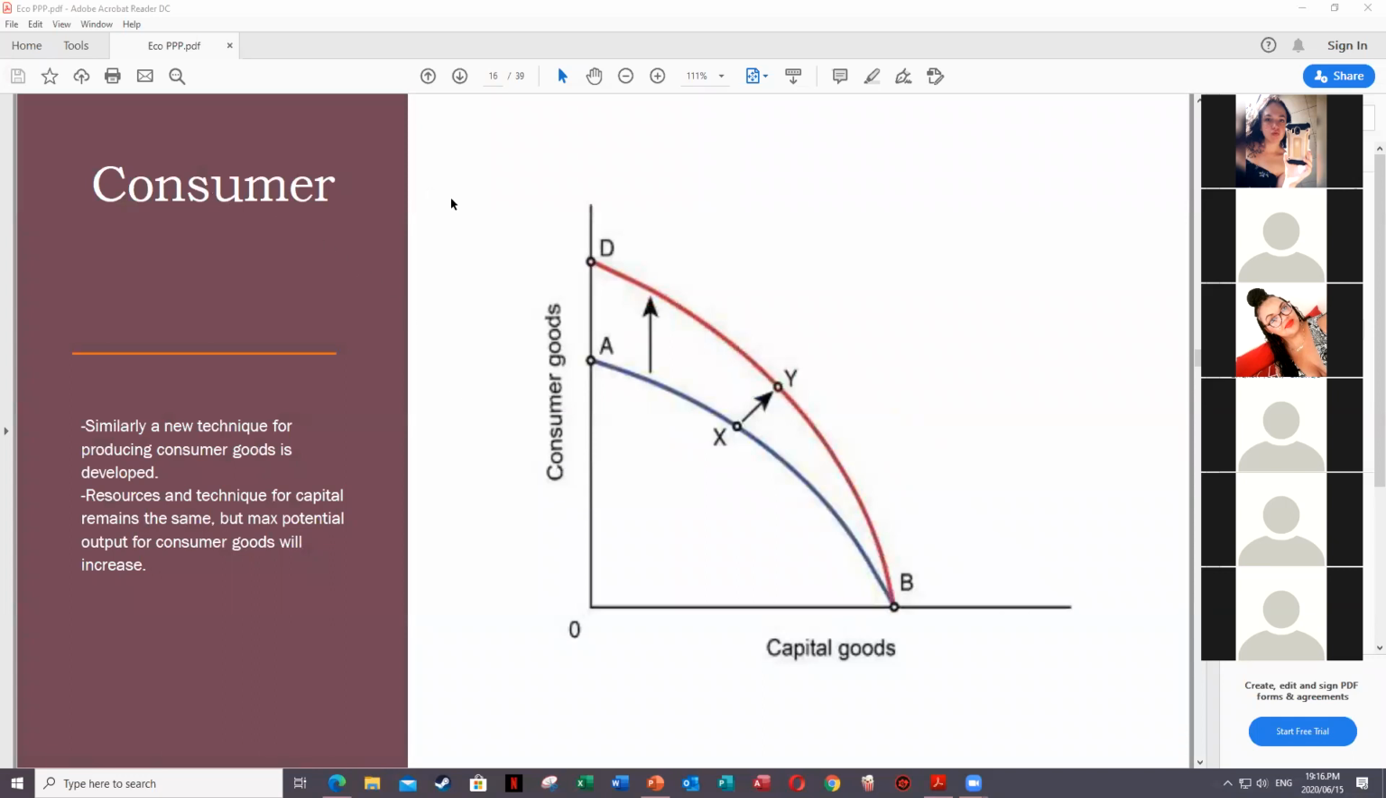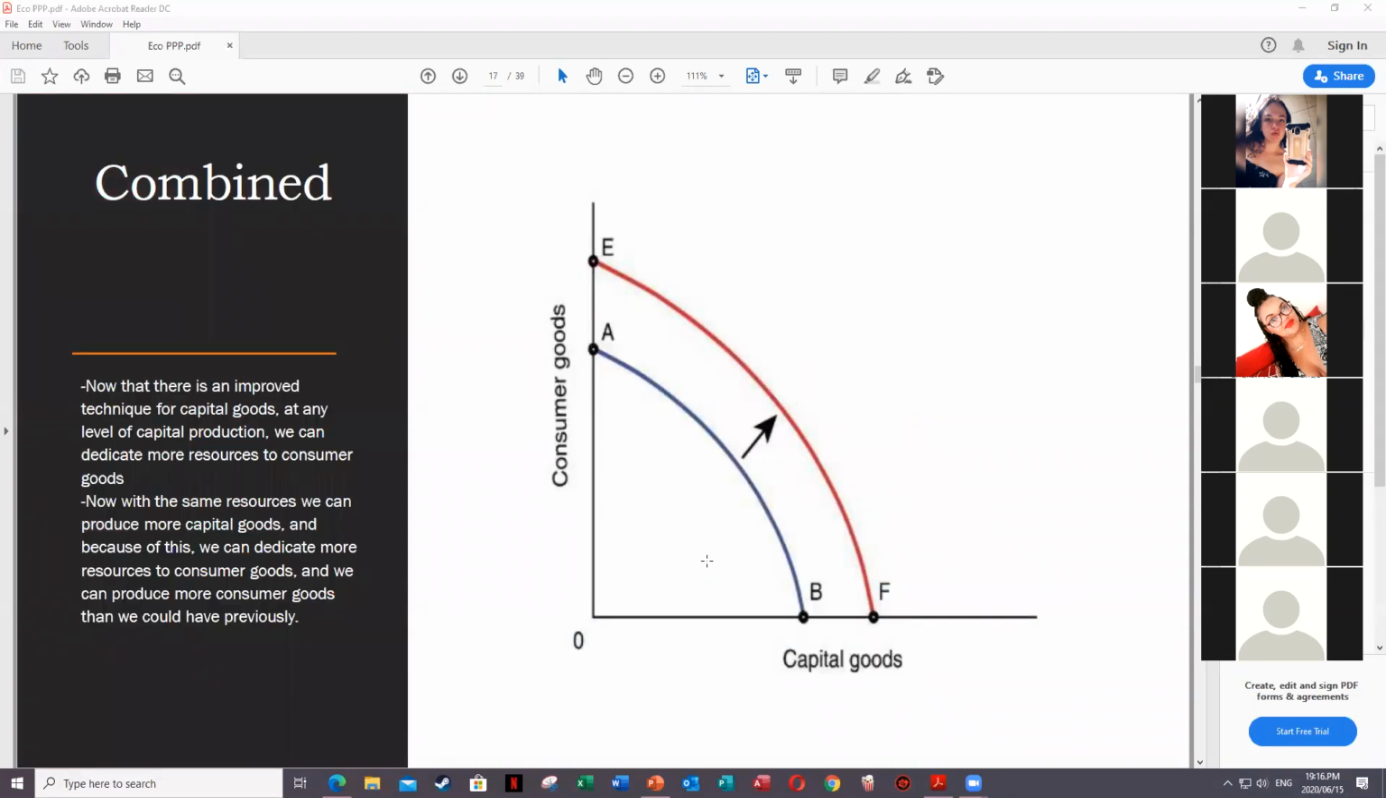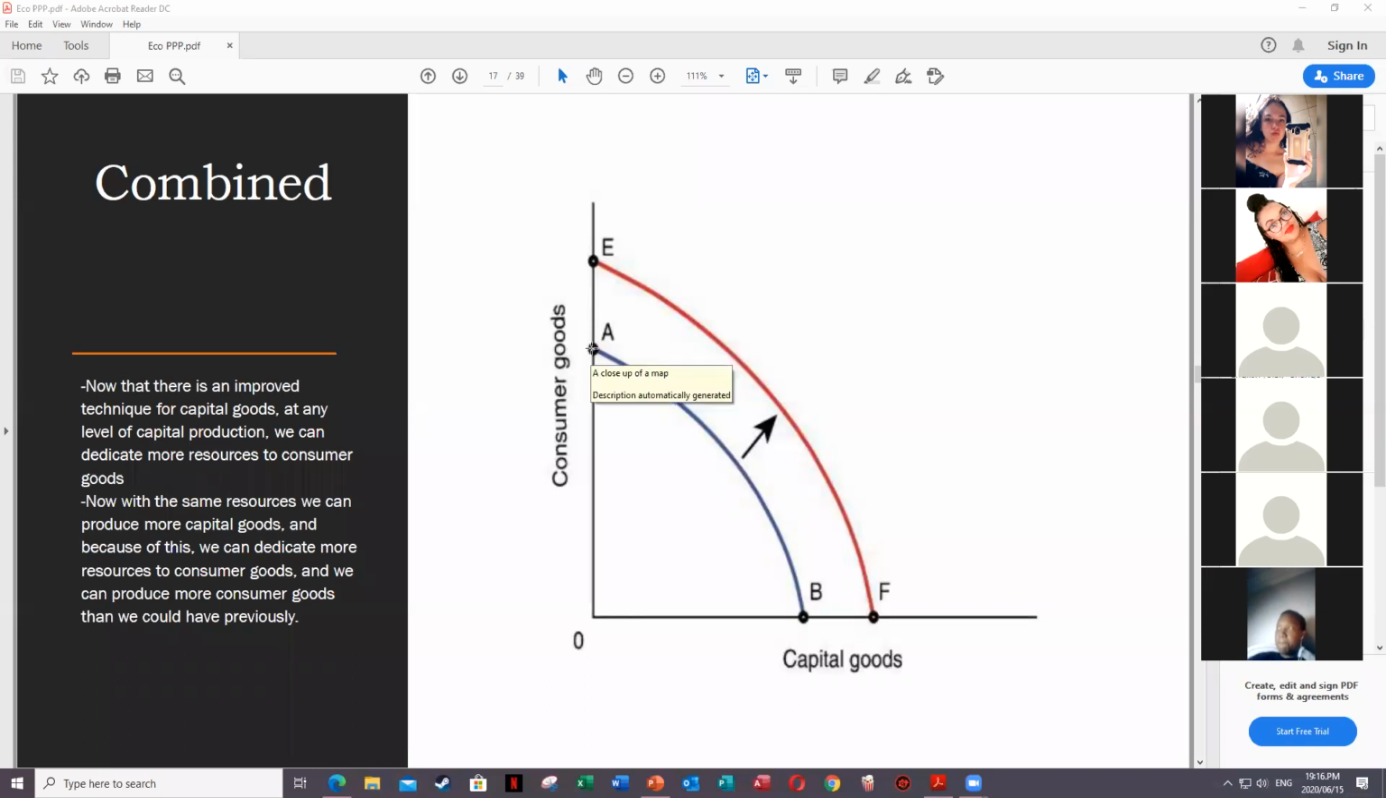So this is consumer goods. So a new technique for producing consumer goods, and then when they combine and it doesn't stay put on one point and they move out, then that is overall economic growth, because now there's an improved technique for our goods.